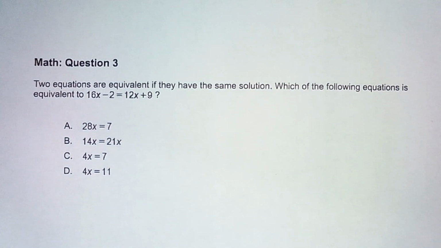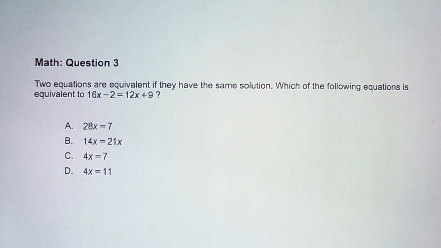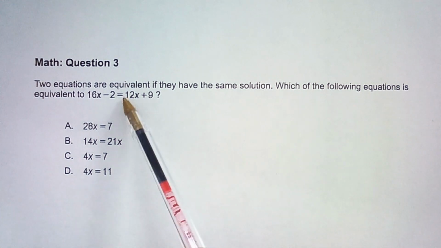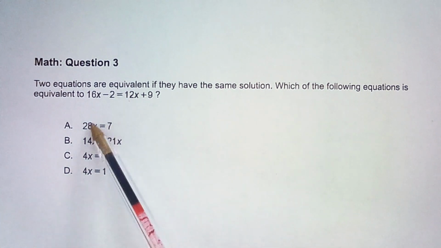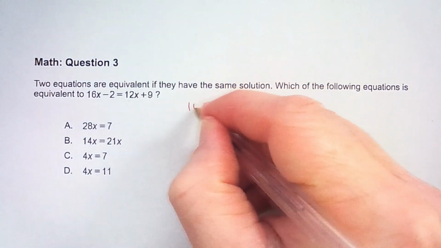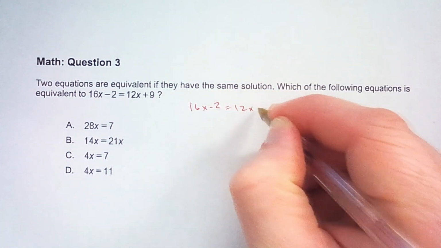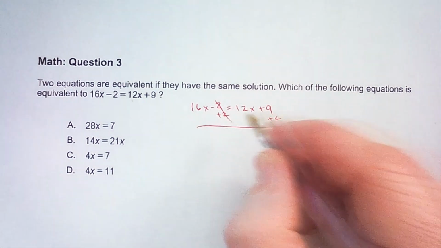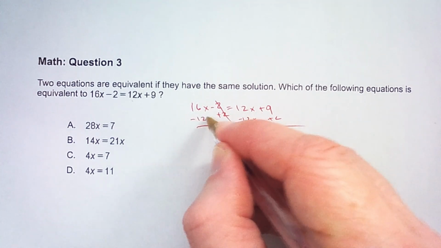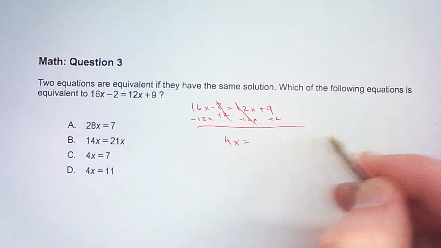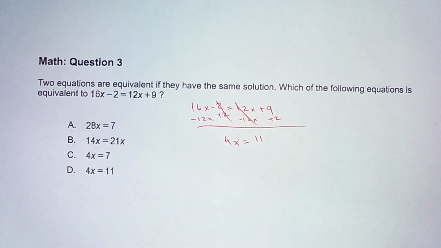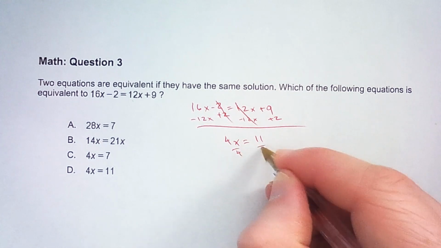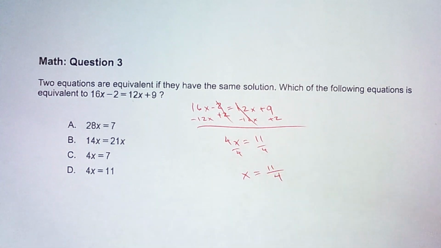Question 3. 2 equations are equivalent if they have the same solution. Which of the following equations is equivalent to this equation? So we want 2 equations with the same solution. So I'm going to get the solution to this equation and then find one here that has the same solution. So 16x minus 2 equals 12x plus 9. We can add 2 to both sides. We can also subtract 12x from both sides and get 4x equals 11. And then I can divide both sides by 4, and I get x equals 11 fourths.